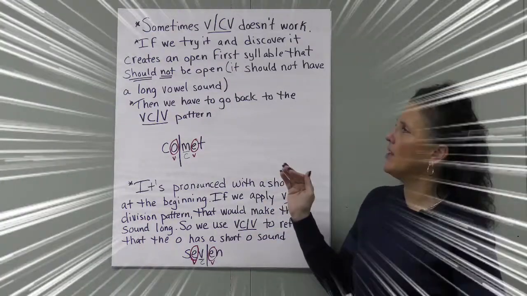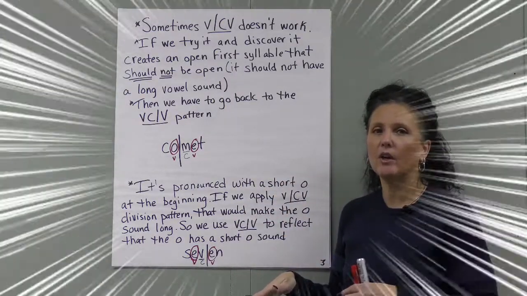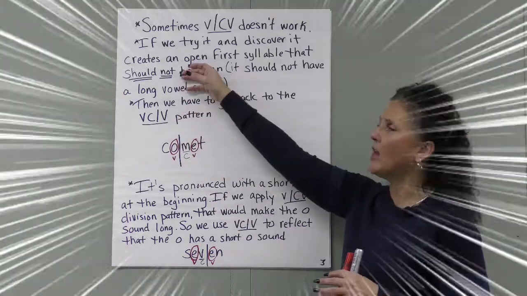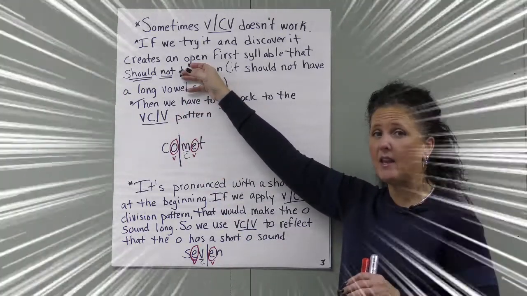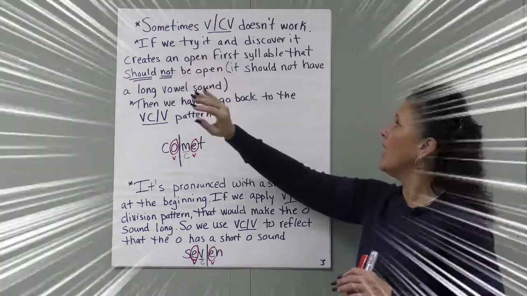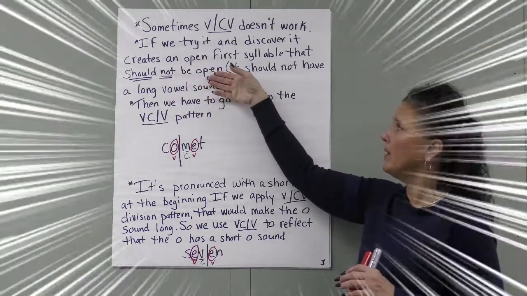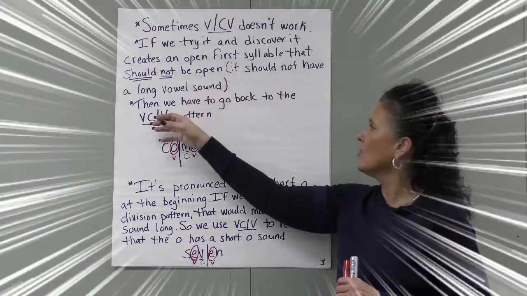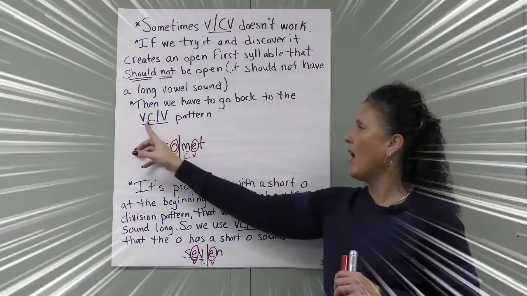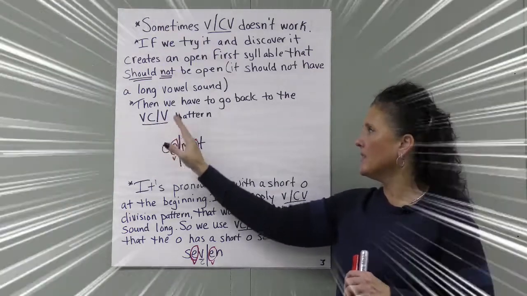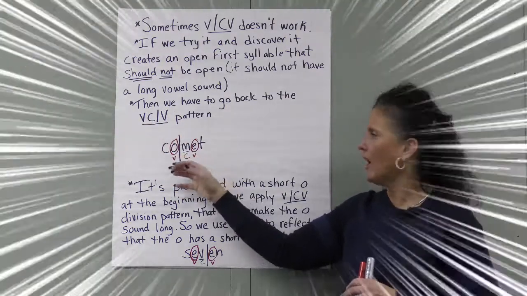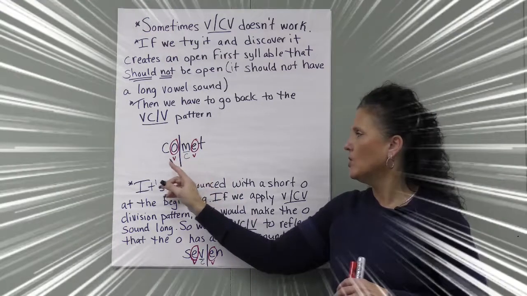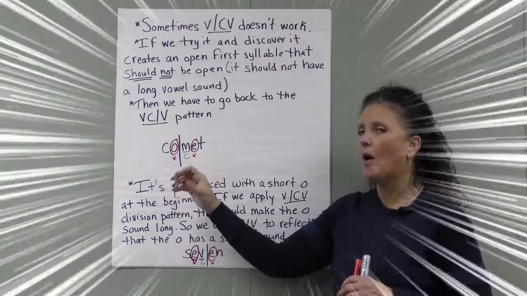Sometimes when we see vowel, consonant, vowel, it doesn't work in the word. Okay, it doesn't separate it. If we try it and we discover that it creates that open syllable, which means we have that vowel at the end, and it should not be open, we should not have a long vowel sound, then we can't divide it there. So then we have to go back to vowel, consonant, vowel. So in this instance, we see comet, right? Here's our vowel, here's the other vowel, and the consonant is in the middle. So we're going to separate it, C-O, comet.